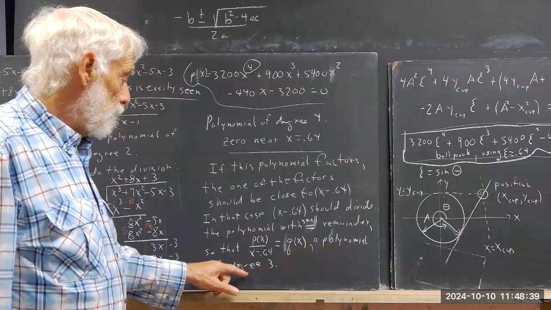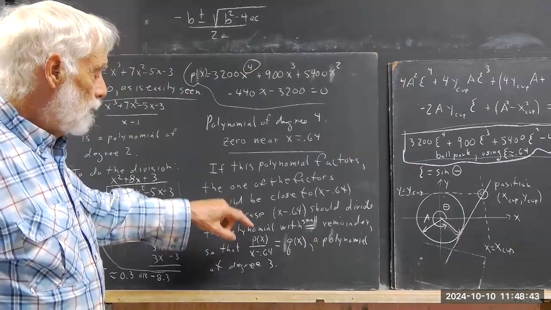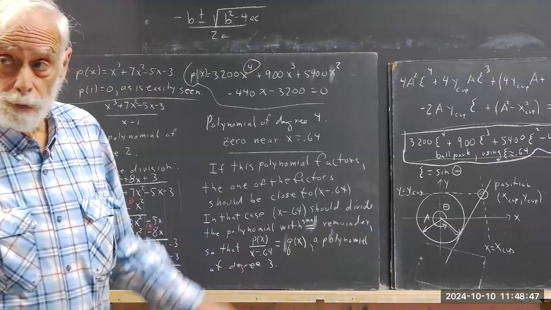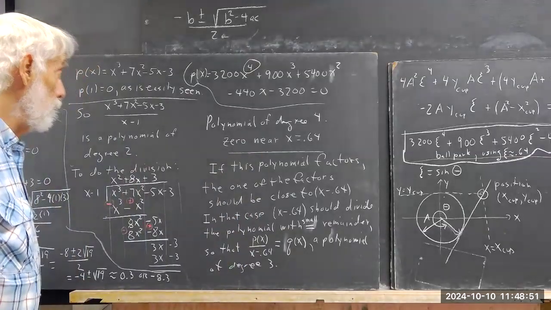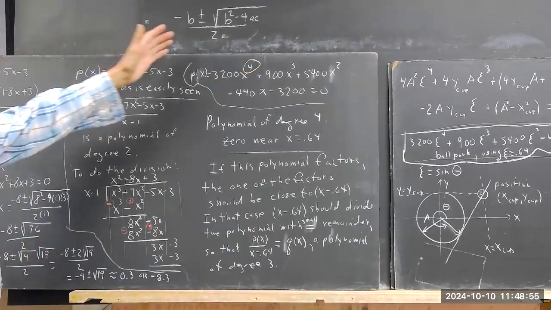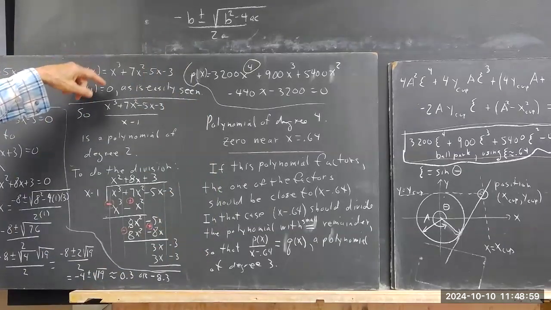And Q of X is a polynomial of degree 3. Because when you divide a polynomial of degree 4 by a polynomial of degree 1, if it divides evenly, you get a polynomial of degree 3. You lose 1 degree of the polynomial. Now, I'm not going to talk about this anymore. We're just going to do a simple example.